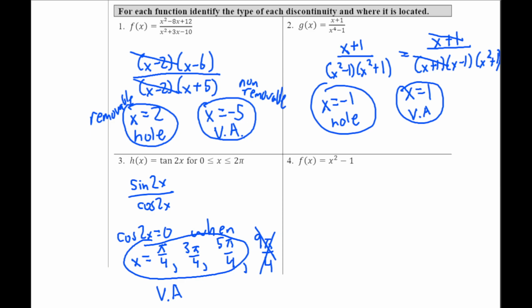This last question, f of x equals x squared minus 1. This isn't a fraction, but if you think about it as a fraction, it's x squared minus 1 over 1. Normally for holes, we find something on the top and bottom to cancel out, but there's nothing here. Vertical asymptote: when is the bottom 0? Never, because 1 is always going to be on the bottom. This is just a continuous function. Any polynomial such as x squared minus 1 is always continuous. Therefore, there are no discontinuities.